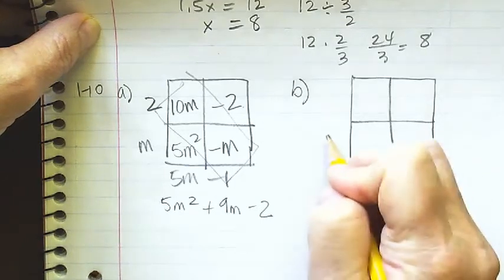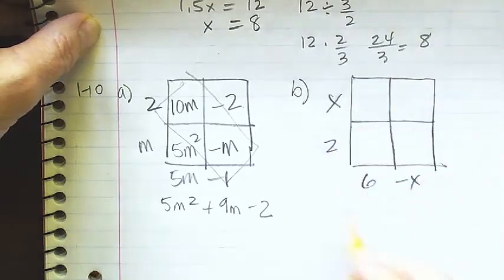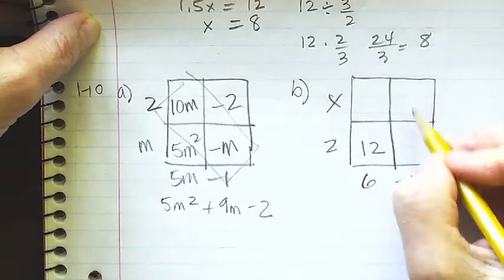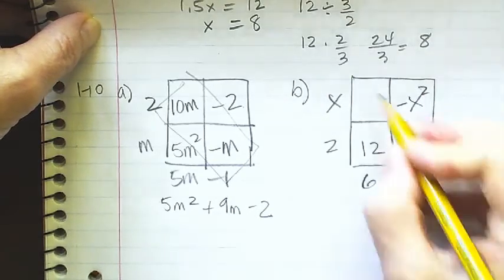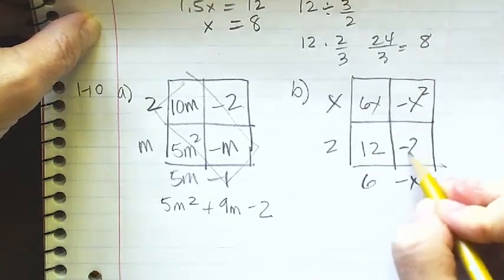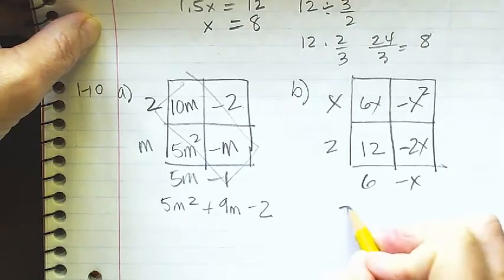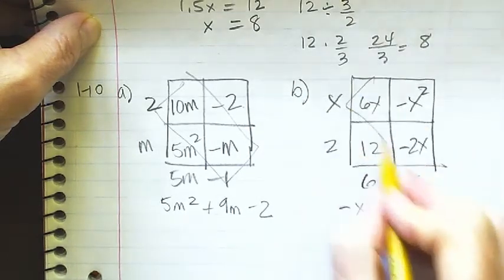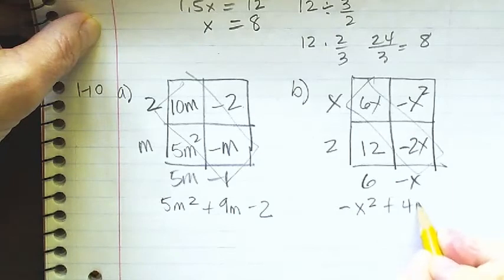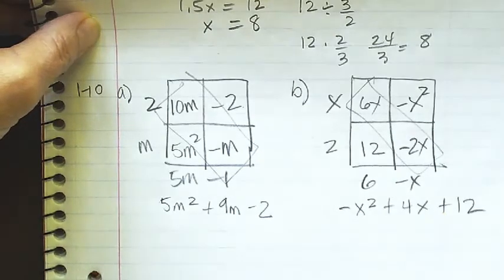6 minus x and 2 plus x. So that's going to give me negative x squared right here. Let's see, so negative x squared, combine like terms, plus 4x plus 12.